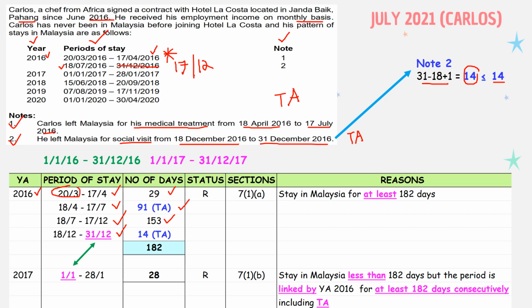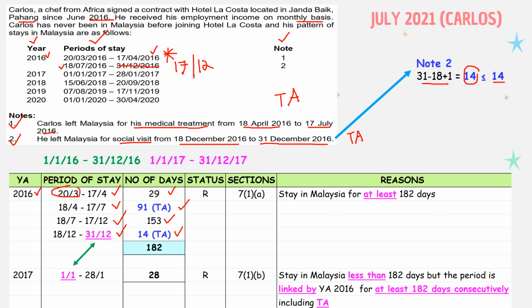Okay, next. This one is our TA. TA already computed here, 14 days. Okay, step number 1, guys. Let's total up. Guys, do you still remember what I told you during link 2?